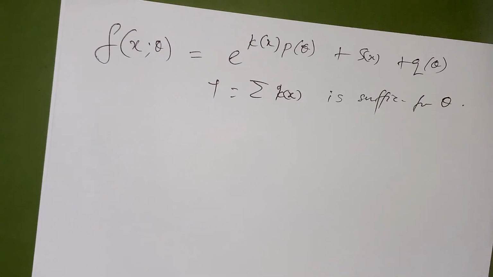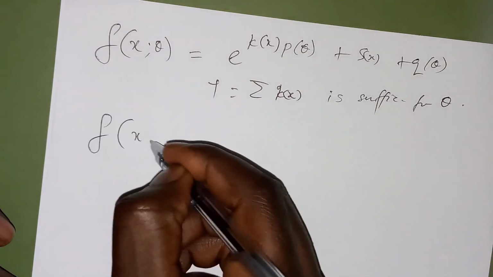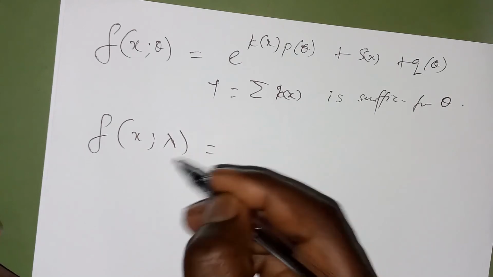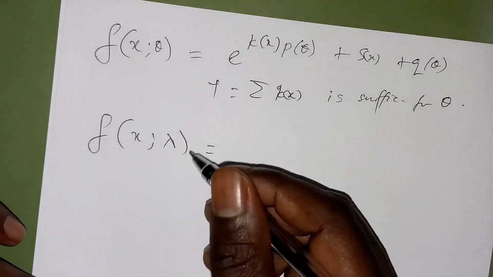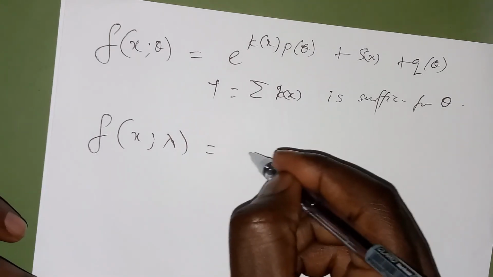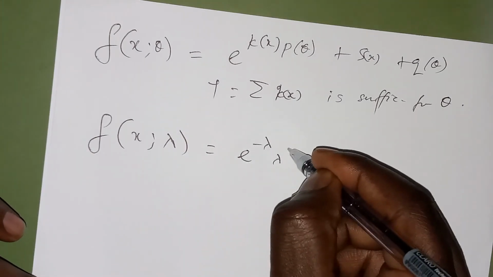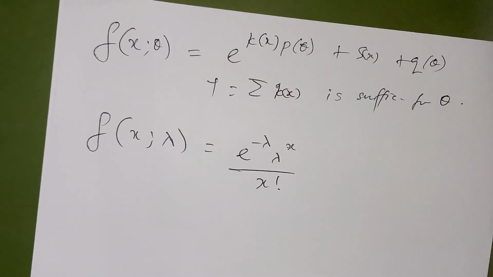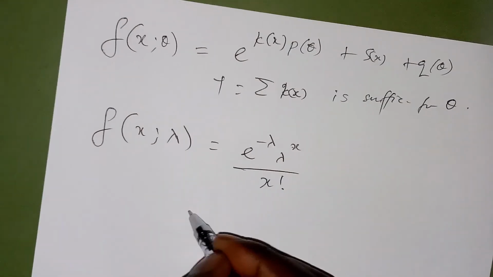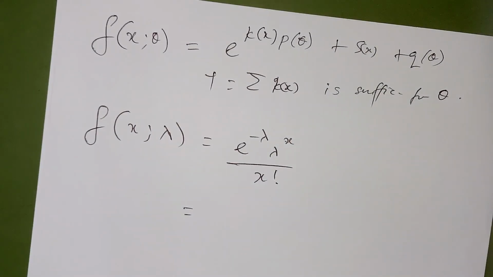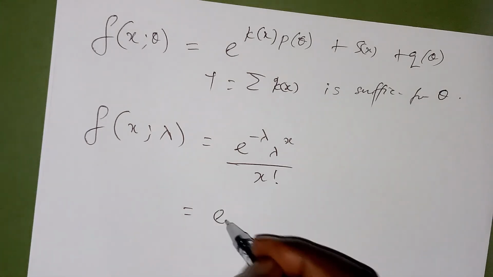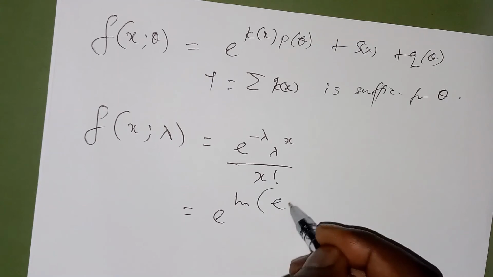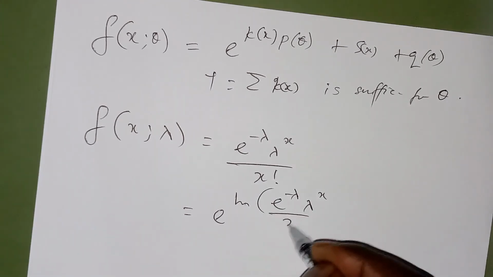All right, so taking the Poisson distribution, we have f(x) with parameter lambda, and the function is e to the negative lambda, lambda to the power x over x factorial. If we can express this in exponential form, then we can get our sufficient statistic from there. So to express this in exponential form, we do what we did in the last example: e to the ln of e to the negative lambda, lambda to the x over x factorial.